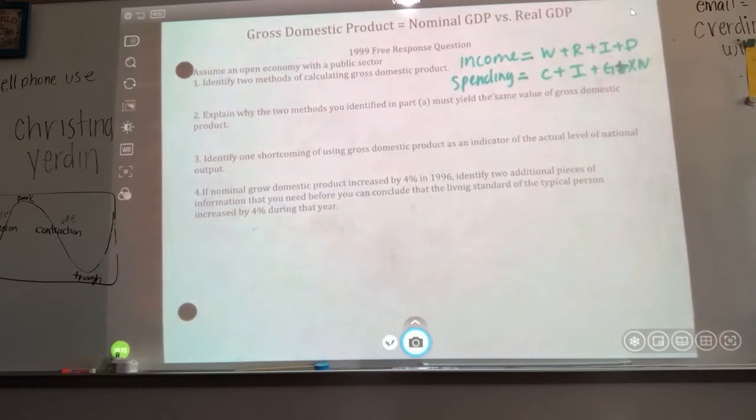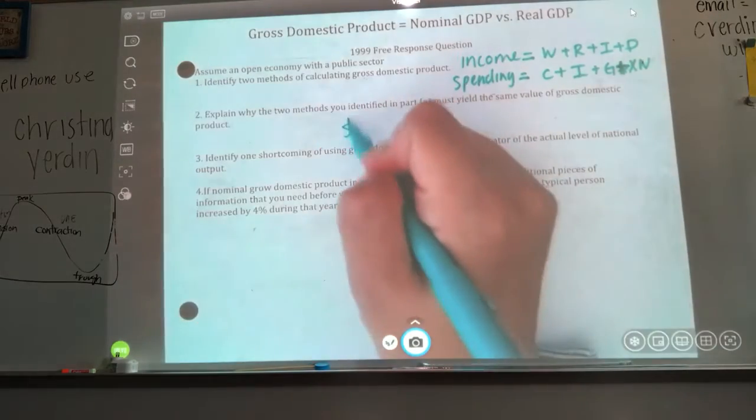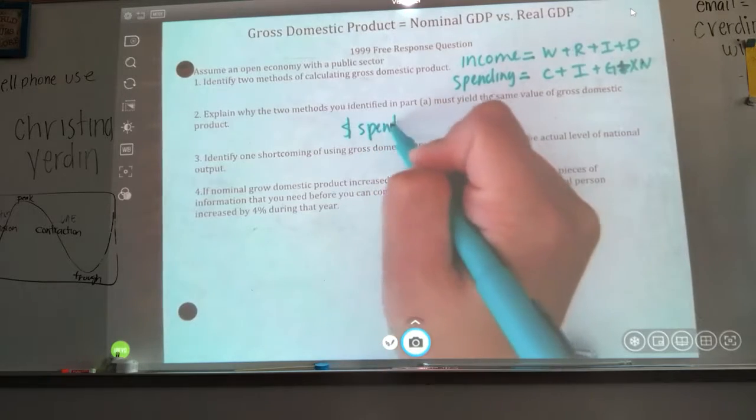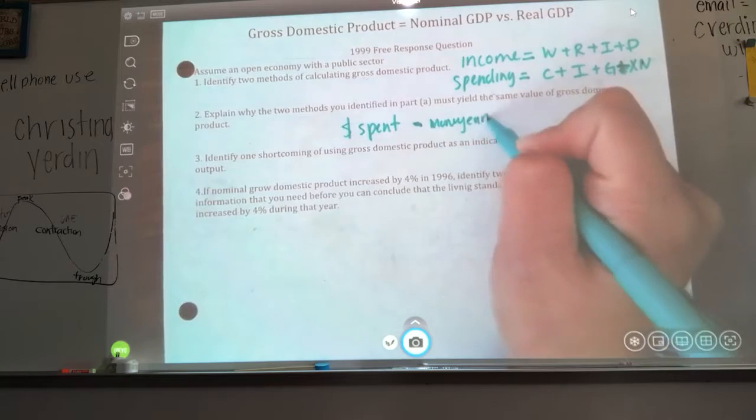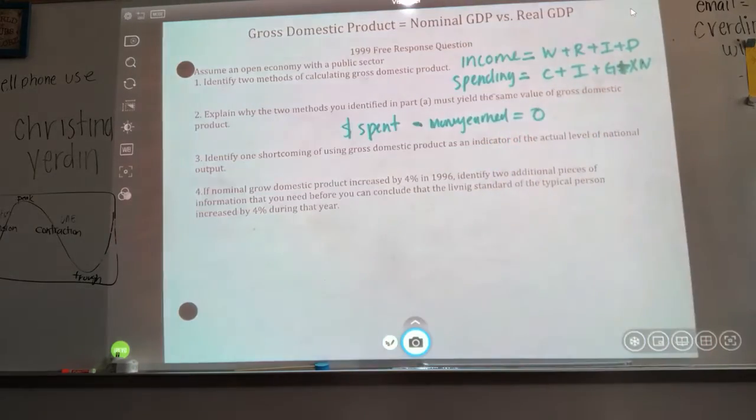Explain why the two methods you've identified in part A must yield the same value. Because does the government calculate any of the illegal activity? No. So they basically count the money spent, which is always going to equal your money earned, right? Either way, it will always equal zero.